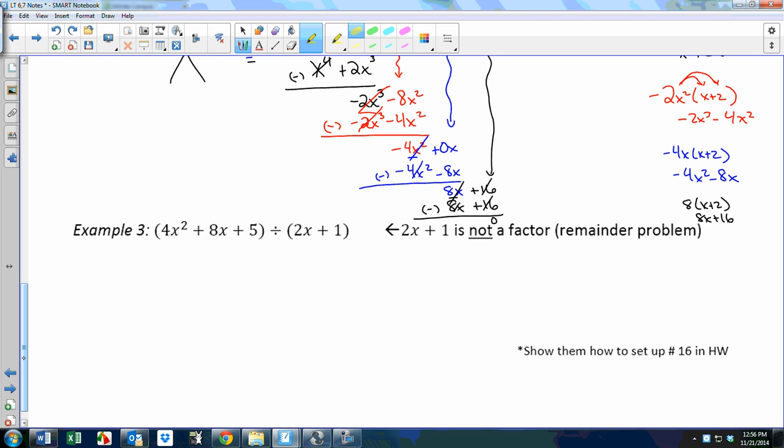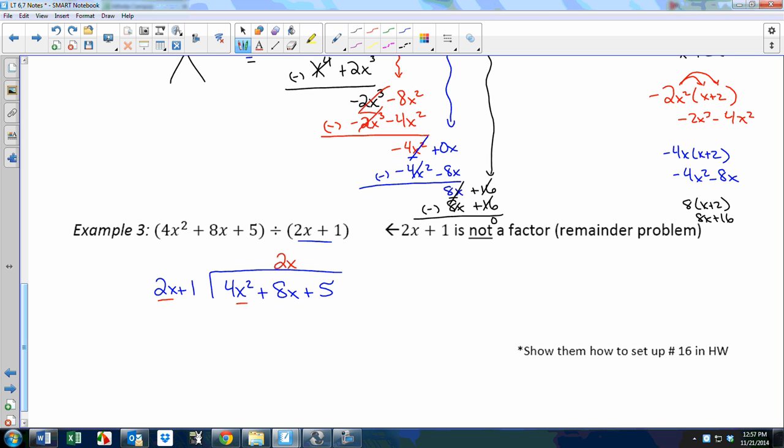Last one, it's much shorter. If you're dividing 2x plus 1 into this quadratic, all of the terms are there, so we don't have to have any place values, if you will. First question, how many times does 2x plus 1 go into 4x squared plus 8x? Weird question. What do you multiply 2x by to get 4x squared? 2x. You can probably do this in your head now, right?